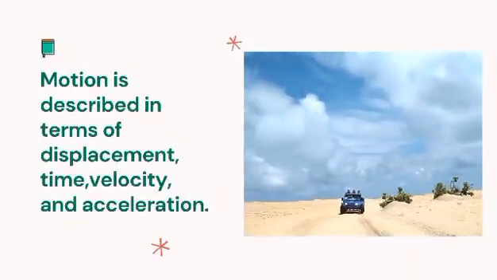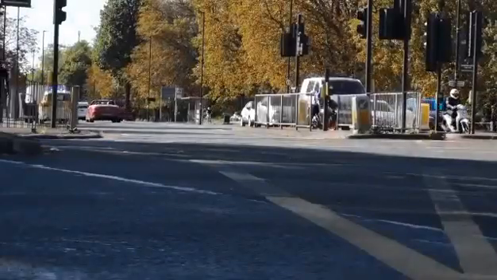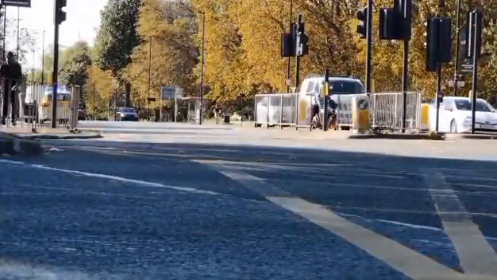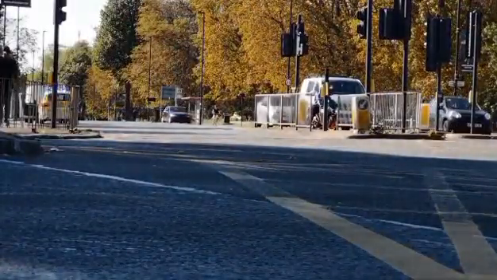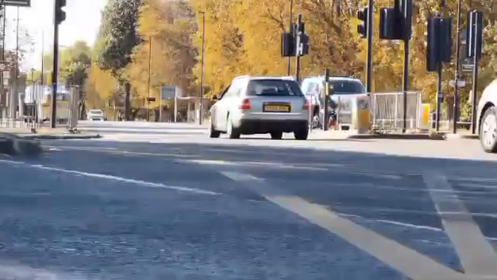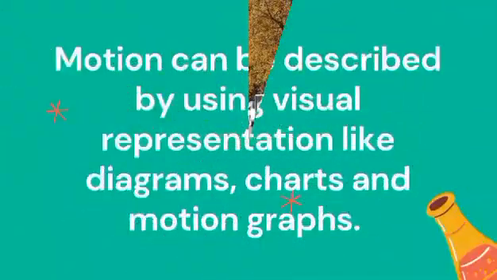Motion is described in terms of displacement, time, velocity, and acceleration. Some motion is predictable in theory but unpredictable in practice, which makes it appear random. Motion is the movement in any direction. You can move up, down, forwards, backwards, and sideways. Motion can be described by using visual representations like diagrams, charts, and motion graphs.